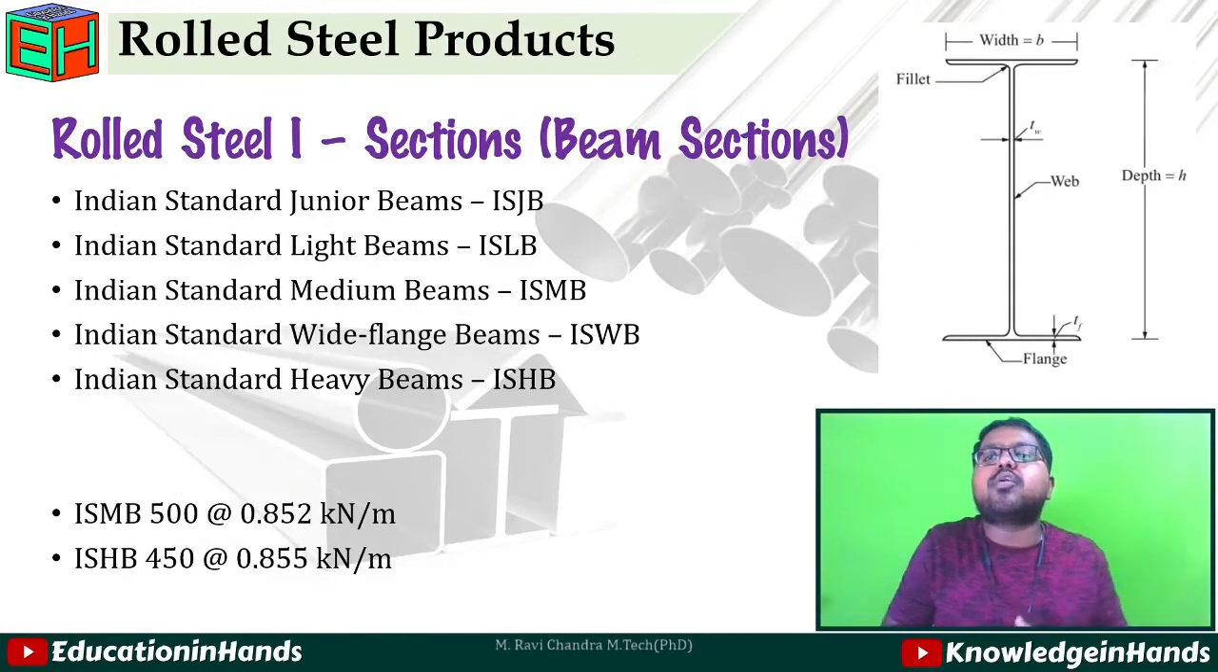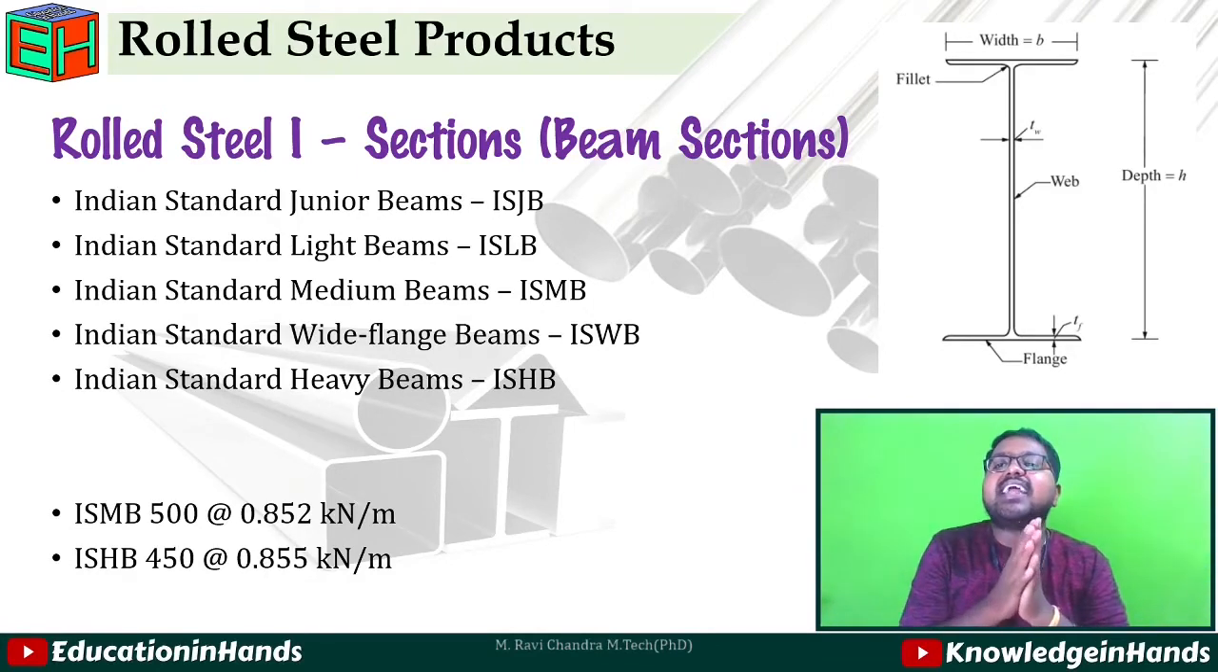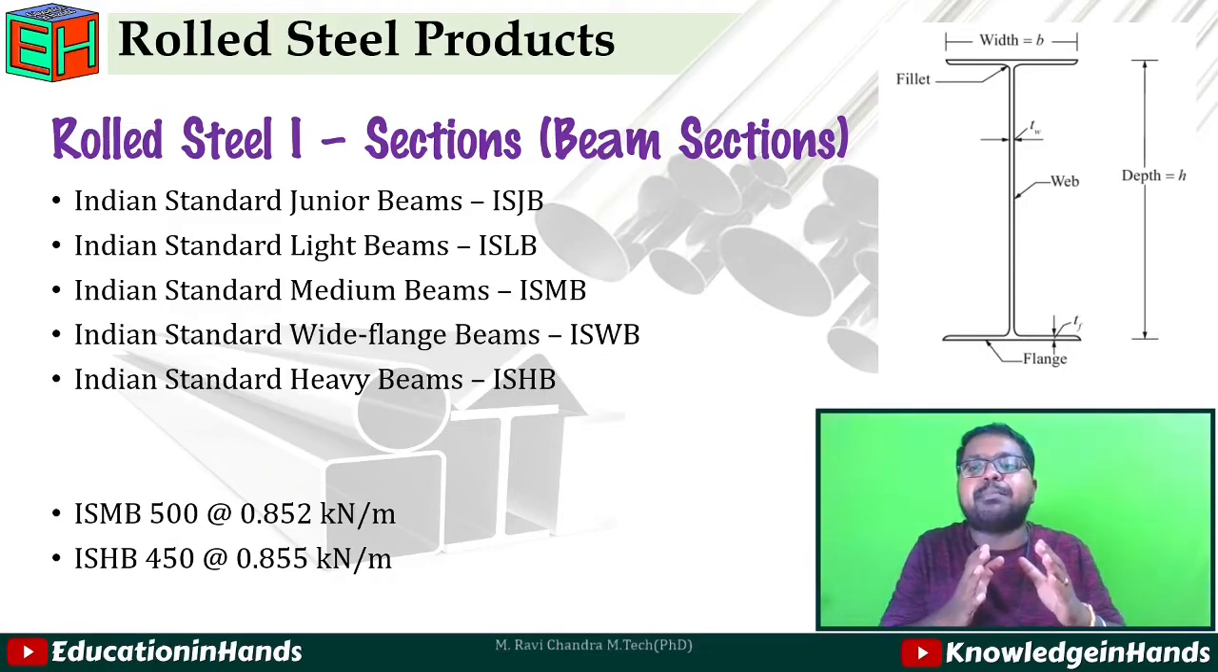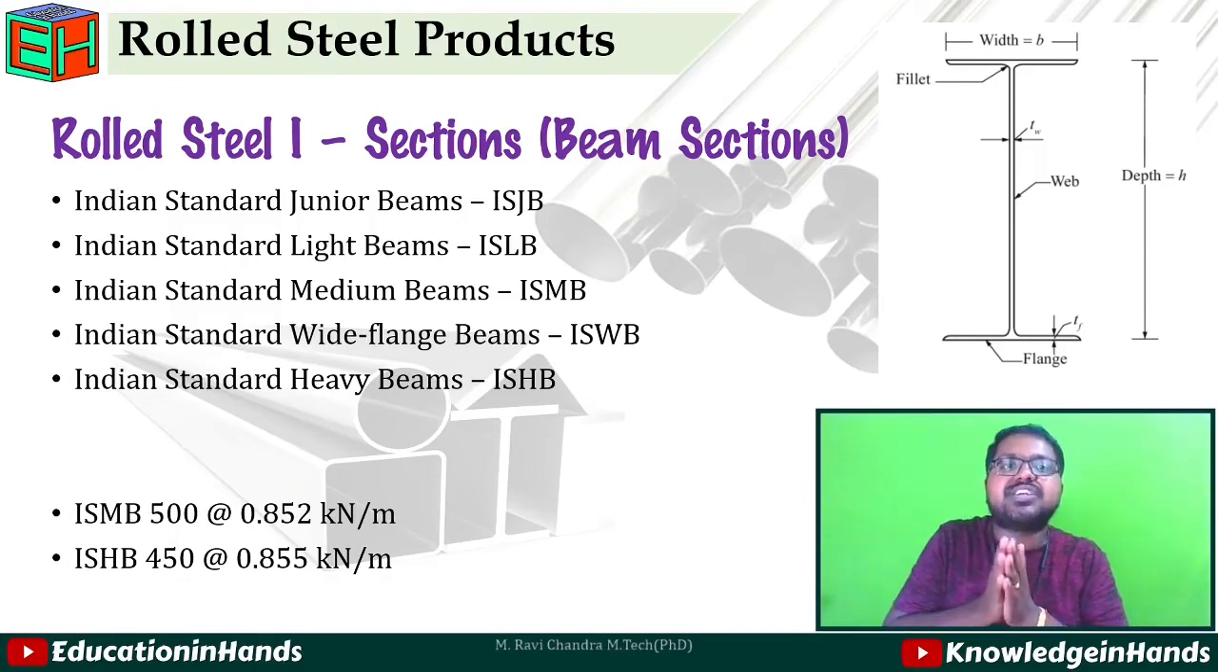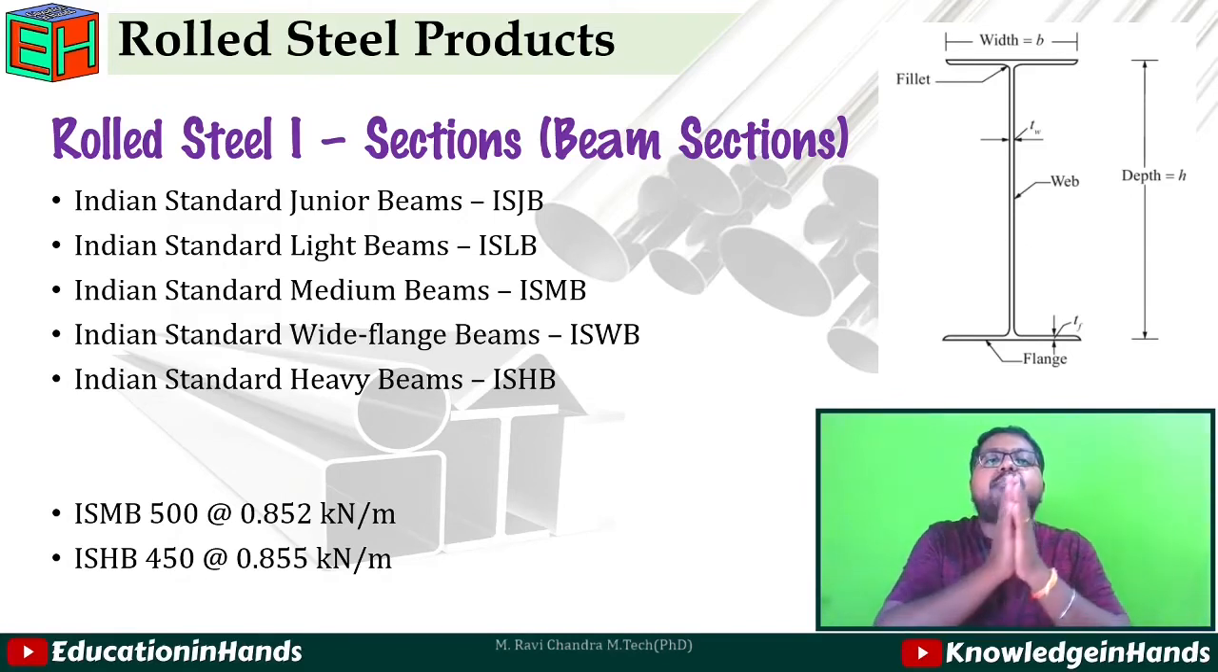First one is rolled steel I sections or beam sections. If you see here, it is designated by different names, ISJB to ISHB, like Indian Standard Junior Beam, Indian Standard Light Beam, Indian Standard Medium Beam, wide flange beam and heavy beam. So all these properties just depend upon the property and shape of the beam.